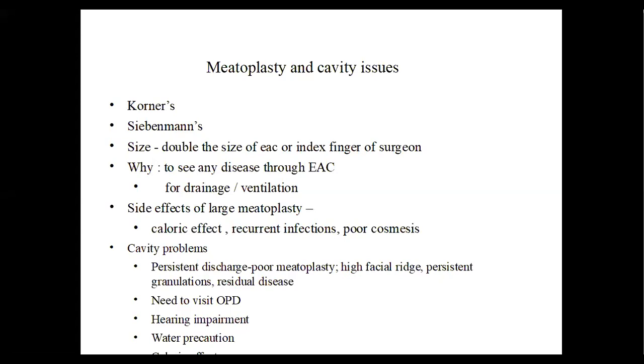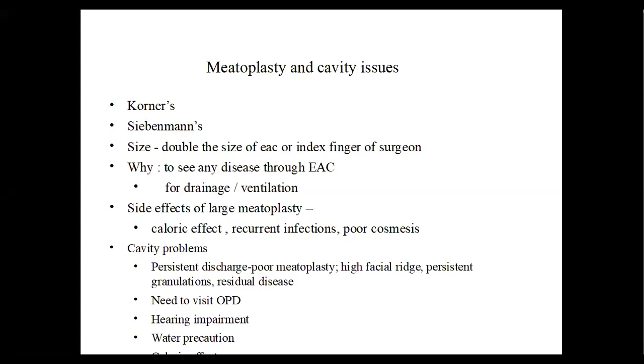But there are certain problems you can expect if you have done a very large myoplasty. One is poor cosmesis because it looks odd, and you can expect recurrent infection because of the wide raw area, and it can also lead to a caloric effect in the patient. So if you have done too large a myoplasty, that is also not good for the patient.